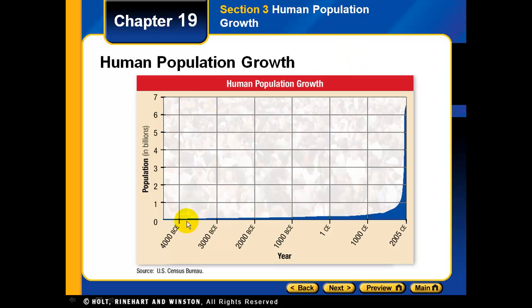Okay, so here's the growth chart of human growth. Here is your population in billions from the beginning, and you can see it is exponential right now.